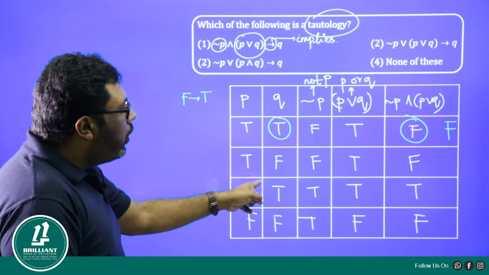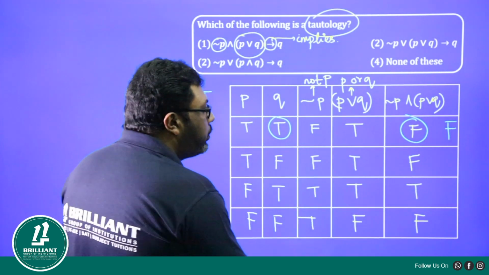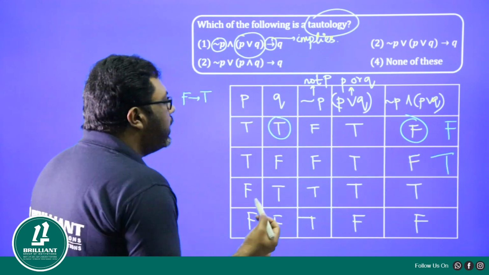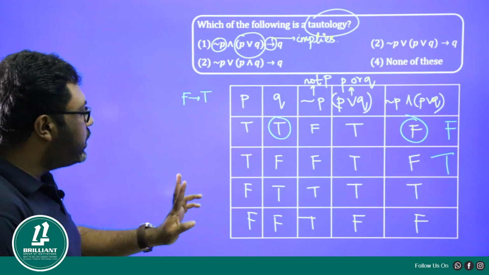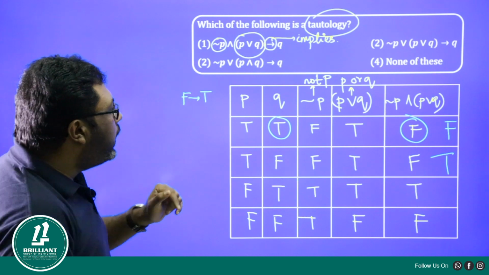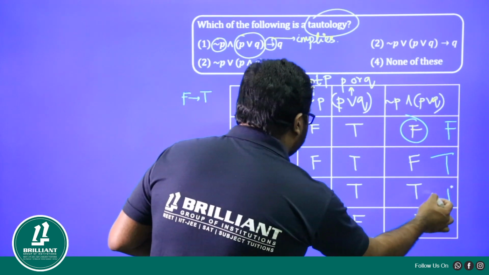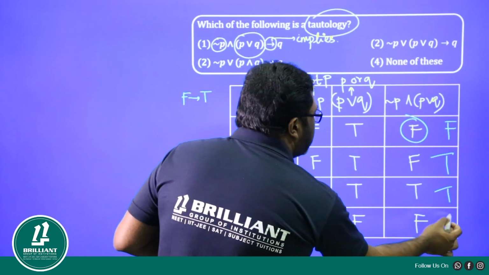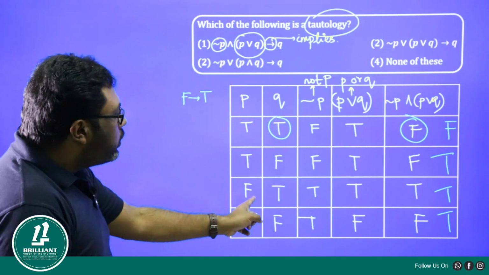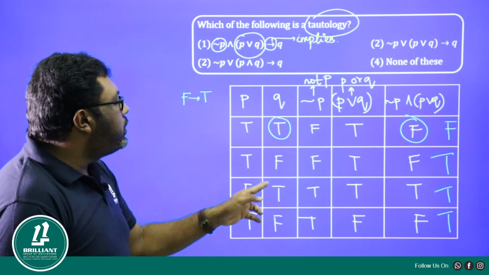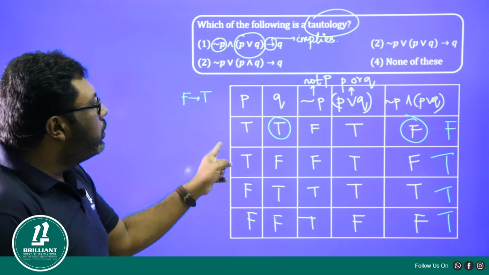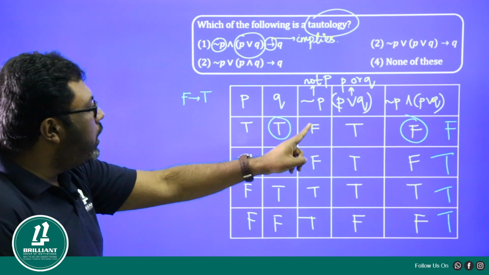Okay, next one. False implies false. That is true. False implies false. That is true. Next one. True implies true. That is also true. False implies false. That is also true. Right? So false implies false, true implies true, false implies false, true implies false. So that is the only case.